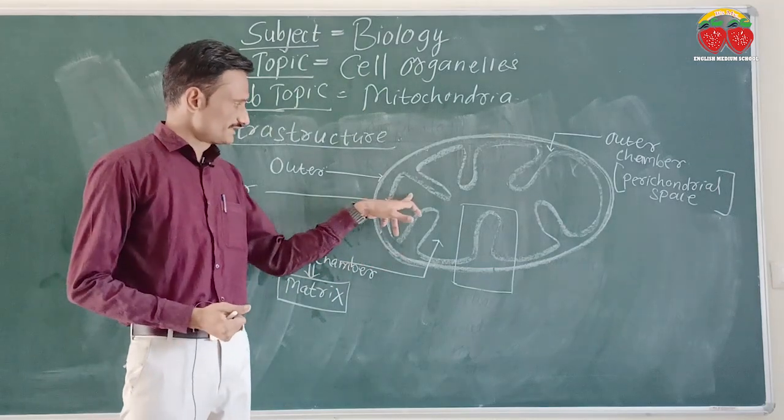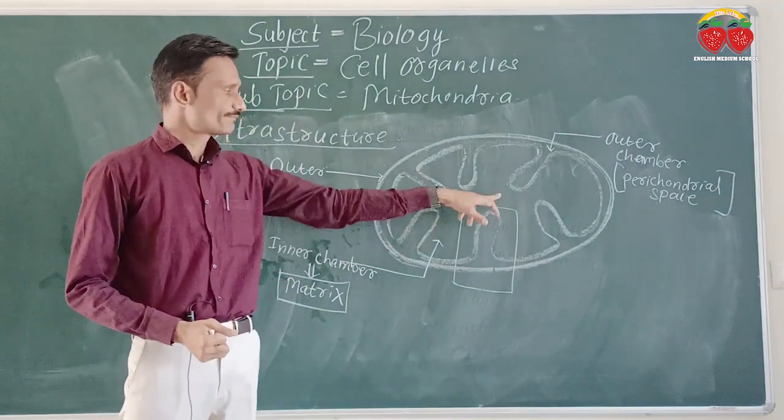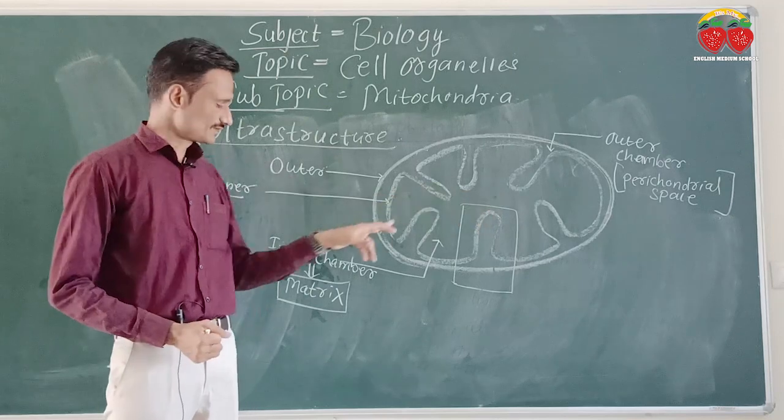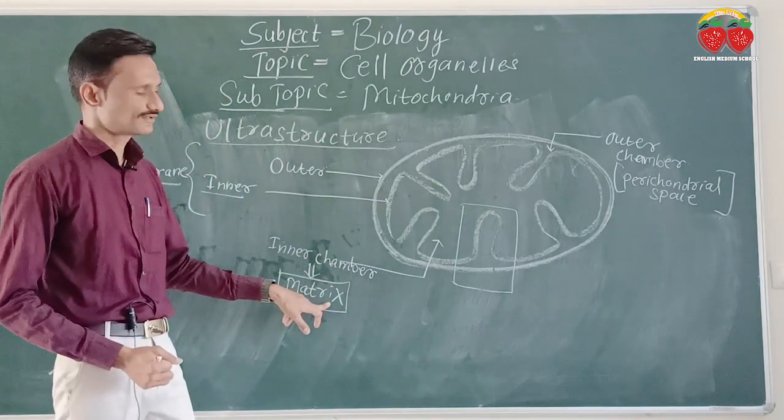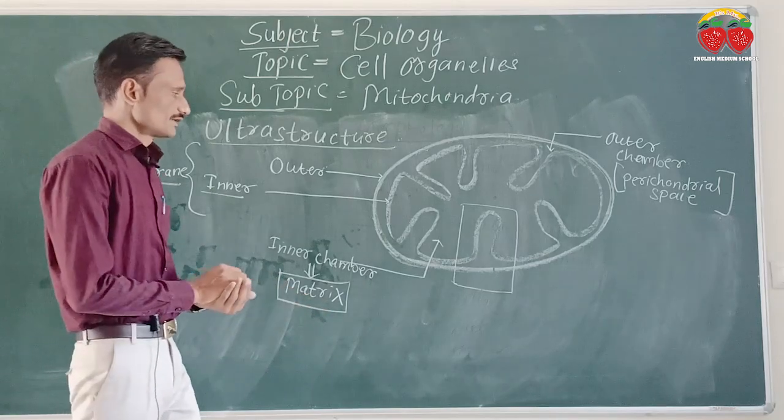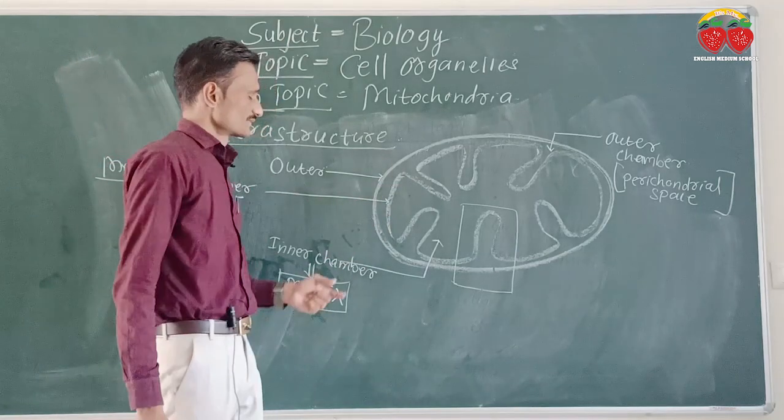Inside the inner membrane is the core of the mitochondria. That is called the inner chamber, which is filled with a proteinous, jelly-like material called the matrix. Now, first we will check the inner membrane.